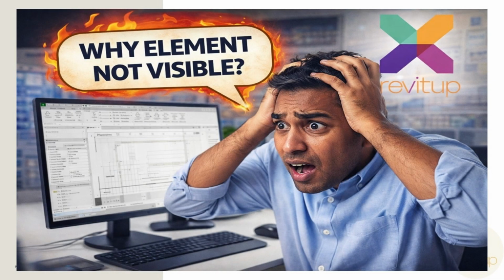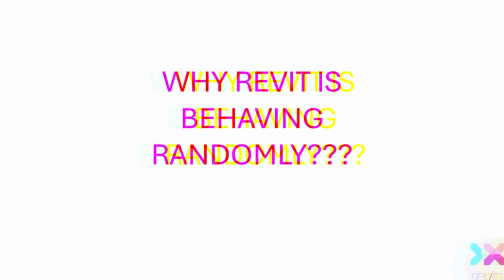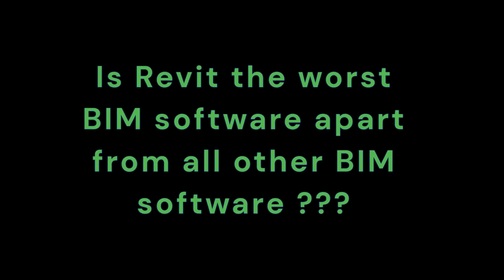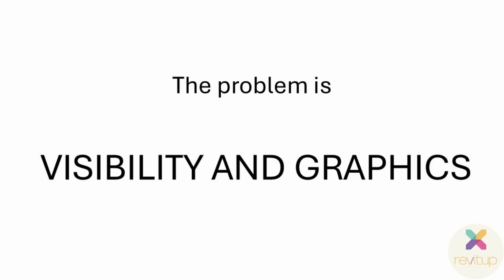If elements in your Revit model are disappearing, showing in one view but not in another, or you feel Revit is behaving randomly, this video will fix that. Most of the time, Revit is not wrong. The problem is visibility and graphics. Once you understand this, you will stop wasting hours trying to fix missing elements.